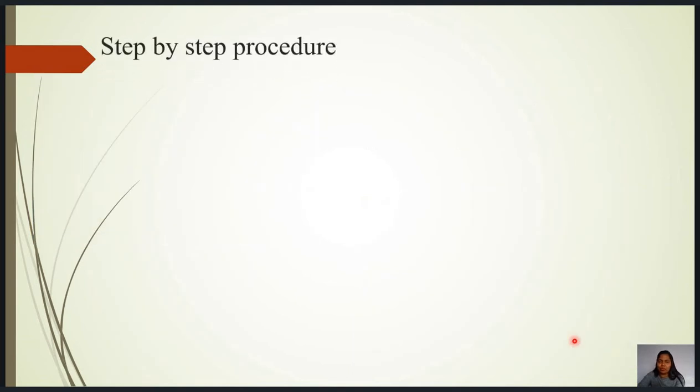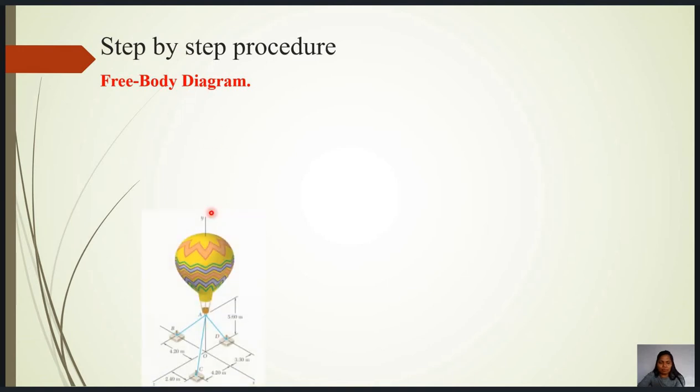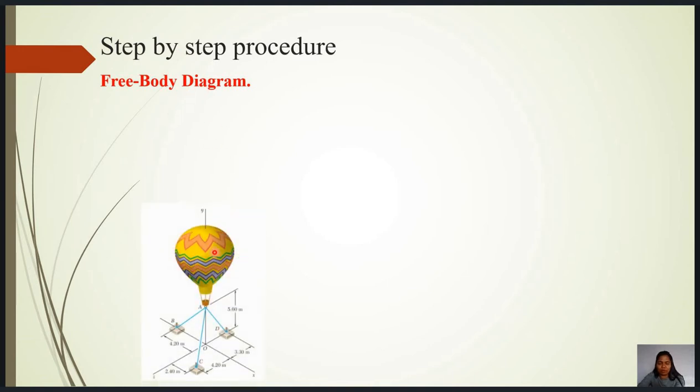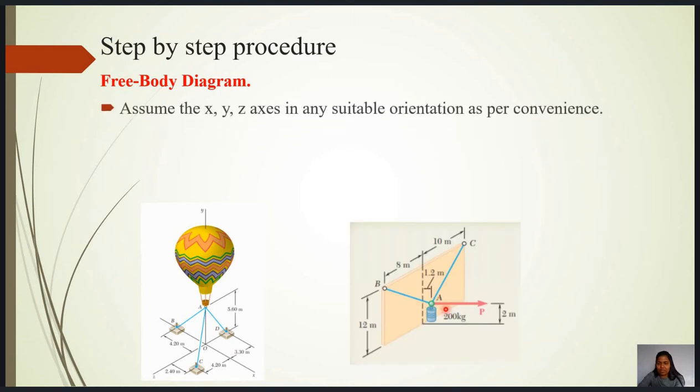Step-by-step procedure to resolve the force in space. Firstly, you have to draw the free body diagram of the problem. This is one problem. In this problem, one balloon is held in this position with the help of these cables which are fixed at these points. So definitely there is a development of forces in these cables. And the other one is this: a cylinder held in this position with the help of these two wires.